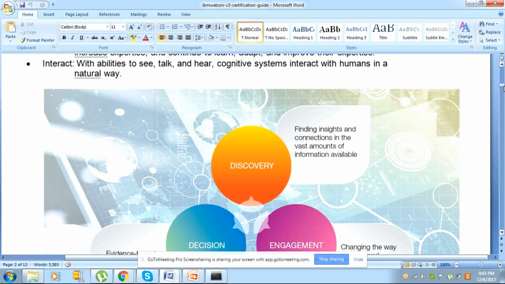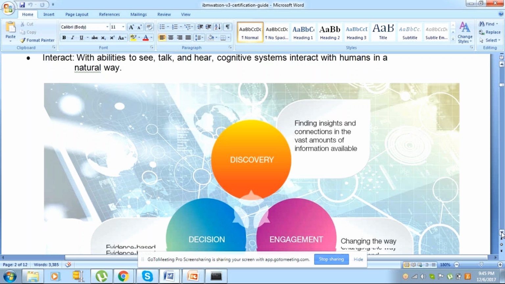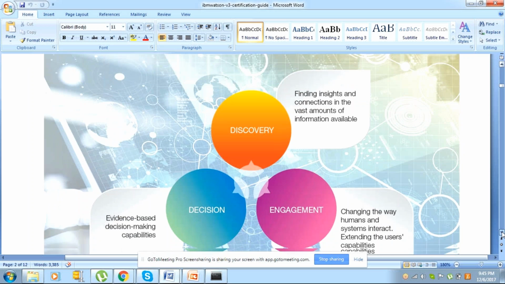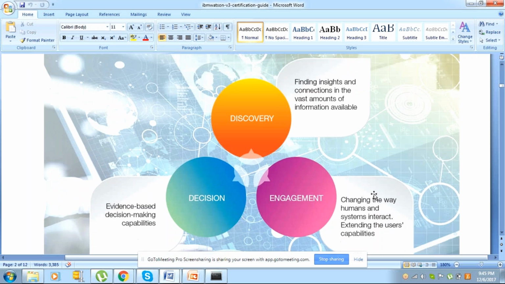Then engagement is a terminology we have to understand: changing the way humans and systems interact, like speech-to-text conversion. Speech is from the human, and the text conversion is learned by the machine using natural language processing. Once the text has been converted from speech, we can do some analytics on the text and return some response in a chatbot or something. That's how decision, engagement, and discovery come into the picture.